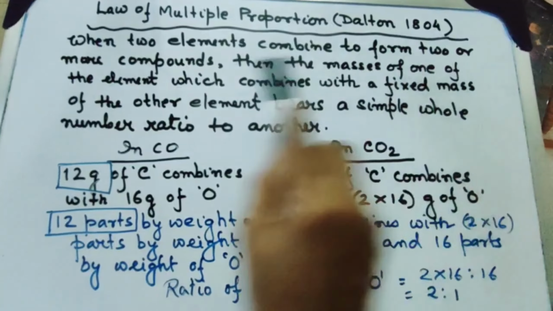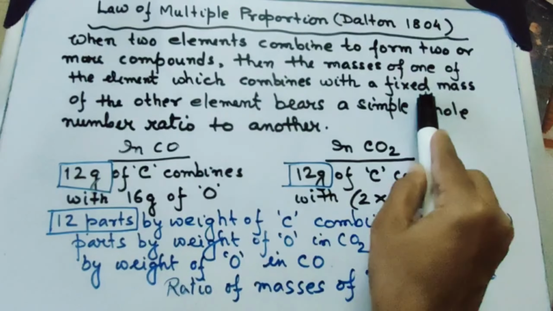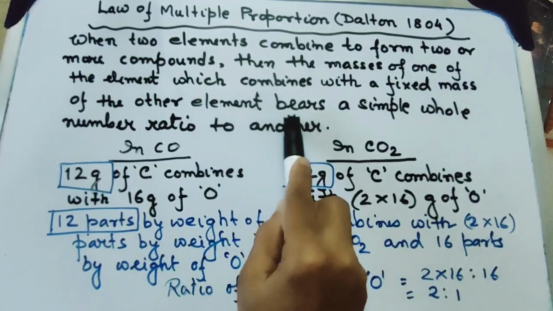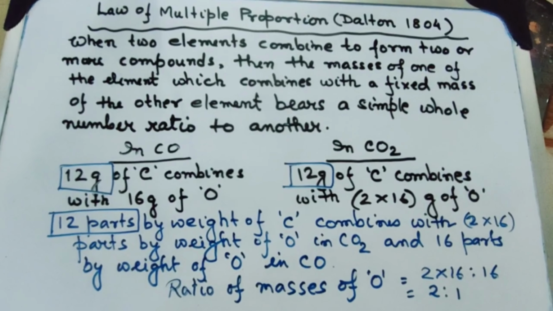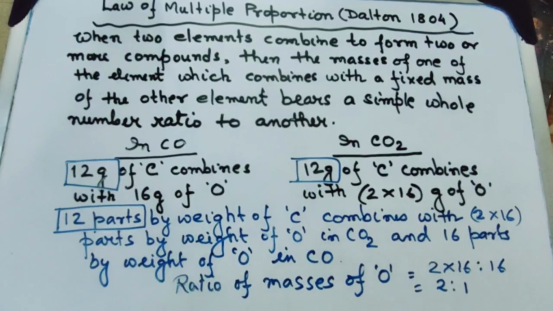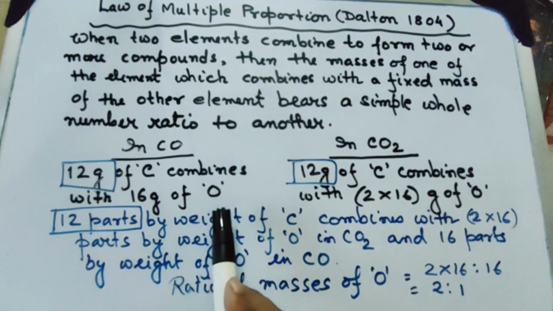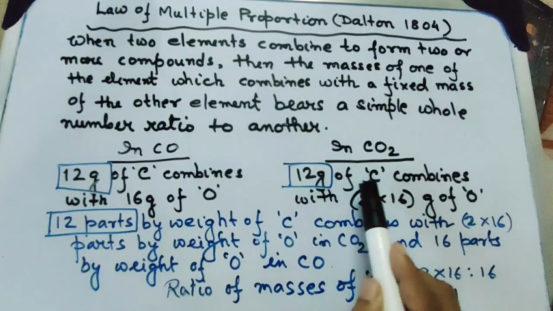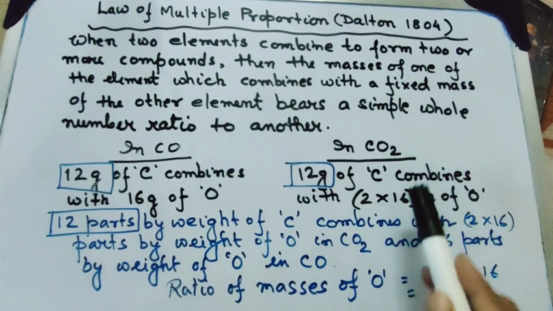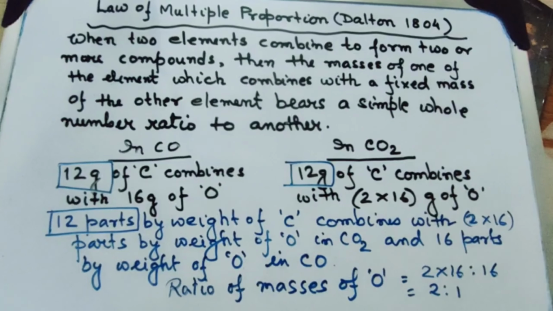Then the masses of one of the elements which combines with the fixed mass of the other element. In carbon monoxide, by mass, 12 gram of carbon combines with 16 gram of oxygen, and in carbon dioxide, 12 gram of carbon combines with 32, meaning 2 into 16, gram of oxygen.